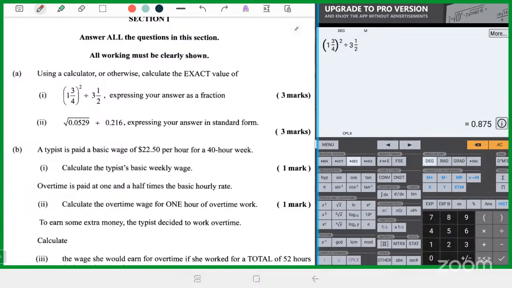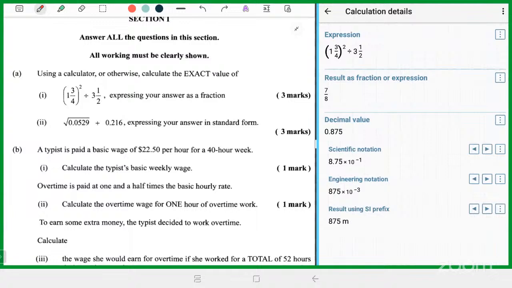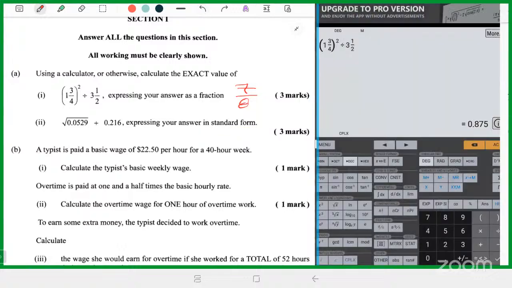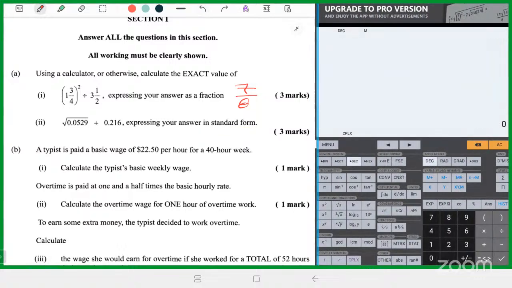And it's as a fraction, right? As a fraction, this is 7/8. So this equals 7/8. Then this one now, for the one answer in standard form. All right, so let's go for this one now. Clear? It is the square root within this one now.